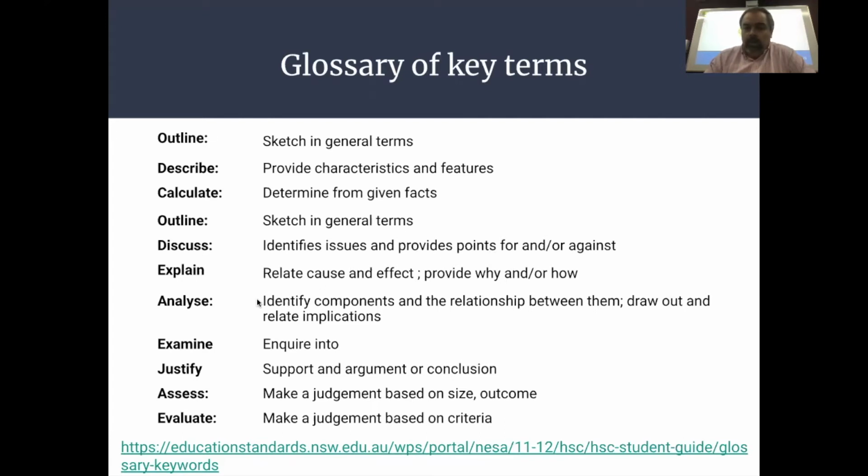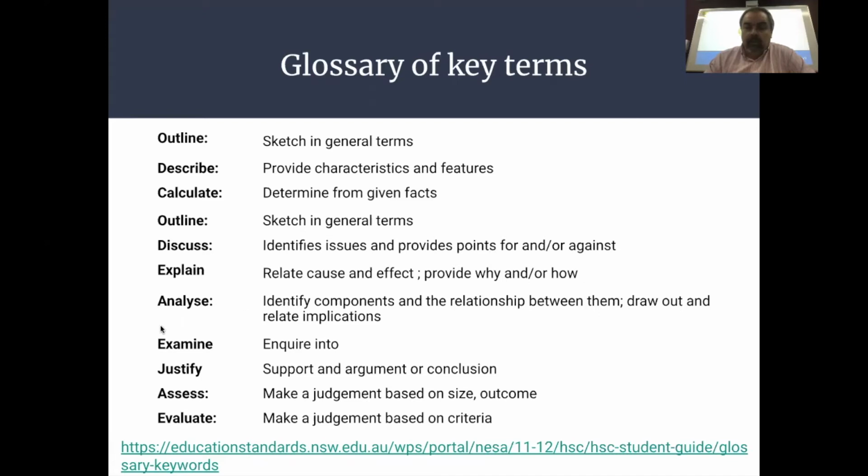We've already had a look at explain, this cause and effect, or the why and or how. So it's looking at the linkages between why a particular issue like inflation is caused and what impact that has.